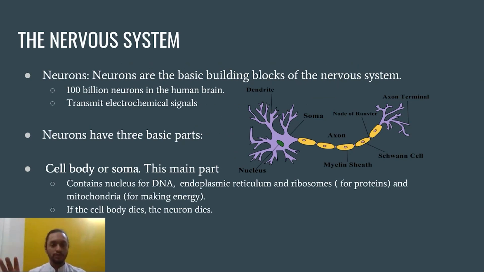So the nervous system, the most basic block of the nervous system is the neuron, right? There are more than 100 billion neurons in the human brain, and they transmit information electrochemically, right? So there is electricity and there are chemical molecules that transmit information on and on and on.